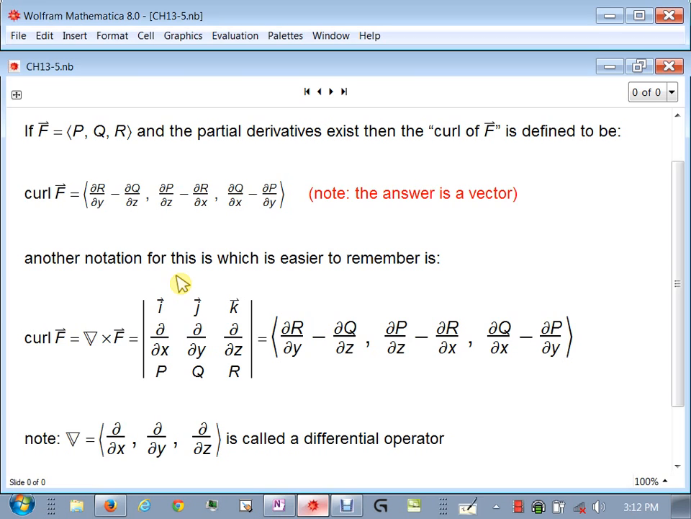Look, it's the partial with respect to Y of R. Or in other words, take the partial of R with respect to Y. Understand? That's not multiplied. It looks like multiplication, but it's actually taking a derivative. And then minus the partial with respect to Z of Q, or the partial of Q with respect to Z. Do y'all see that? Then cover up J, go across, and then change the signs, which flips the order.